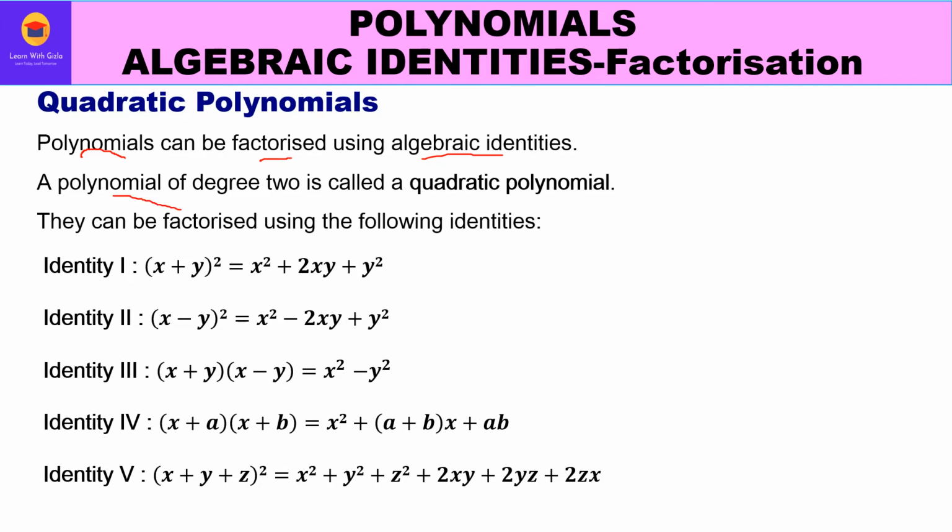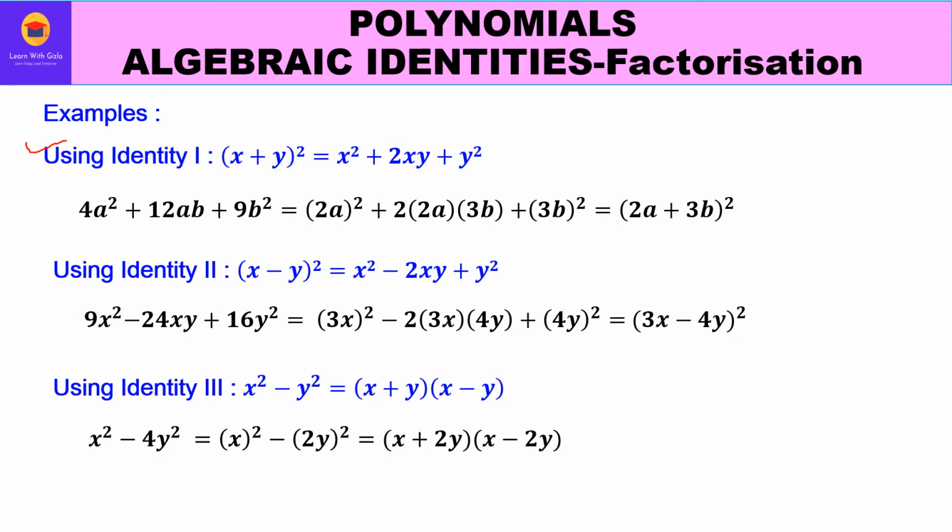Now a polynomial having degree 2 is called a quadratic polynomial. That means the highest power of the variable in these polynomials is 2. Therefore the degree is 2, hence they are called quadratic polynomials, and they can be factorized using these 5 identities, right? I have already discussed this in the previous video, so you can check it out from there. Now let us take some examples of how the algebraic identities can be used to factorize quadratic polynomials.